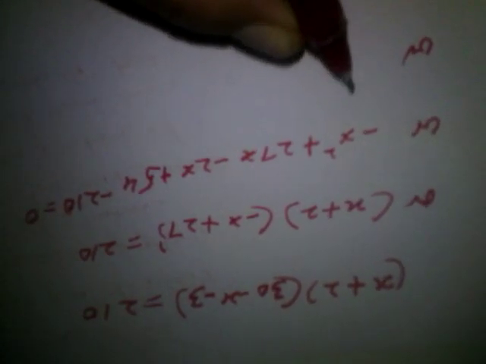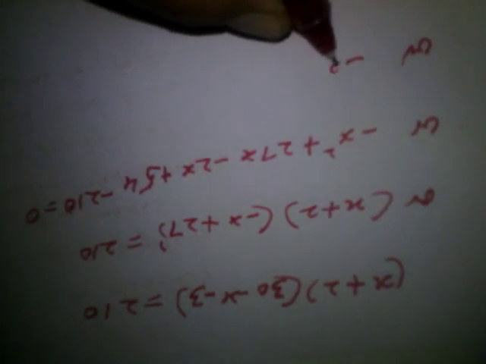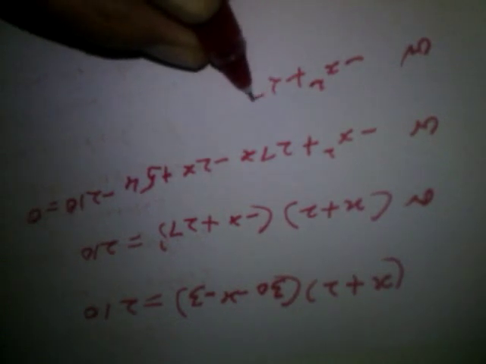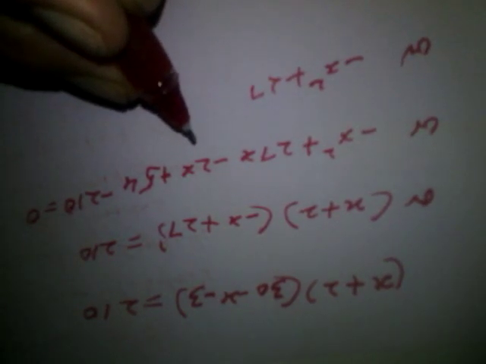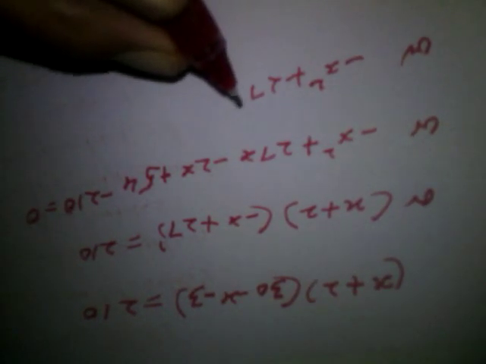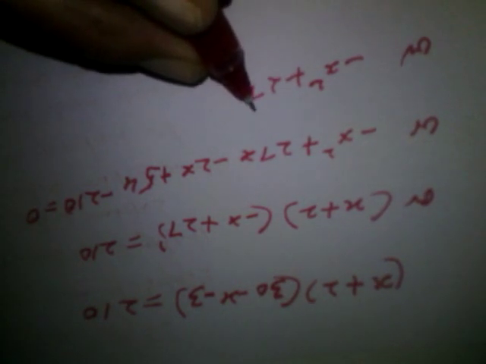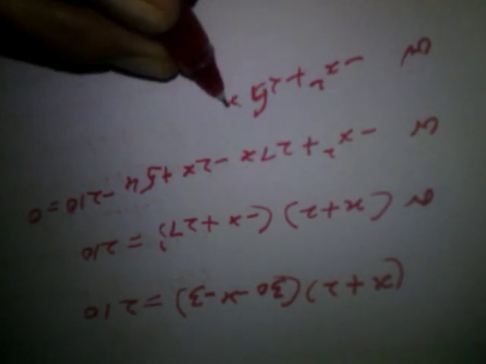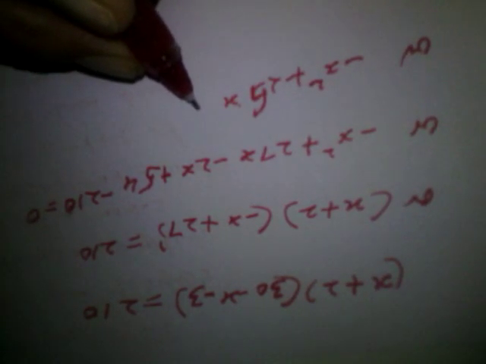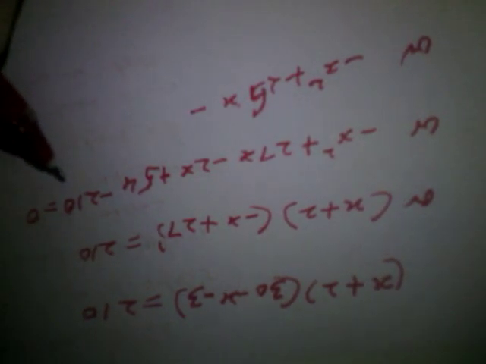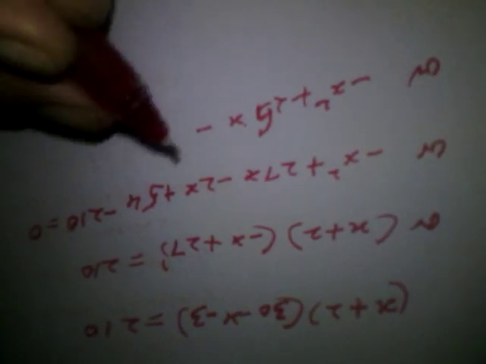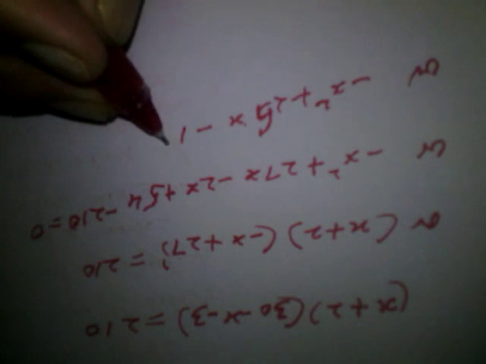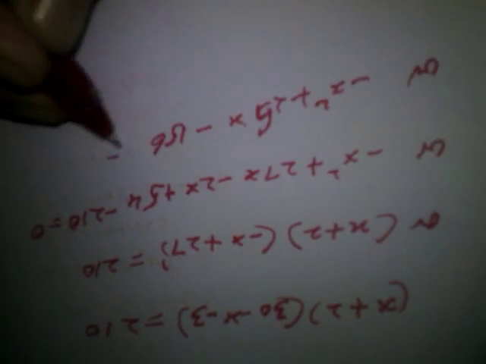Or minus x square plus 27x minus 2x, that is plus 25x, minus 210 plus 54, that is minus 156, is equal to 0.